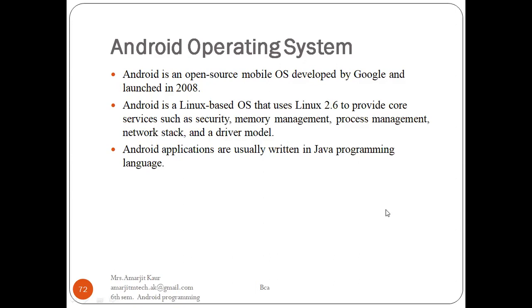Here is the first operating system, that is the Android operating system. Android is an open source mobile operating system developed by Google and launched in 2008. Android is a Linux-based operating system that uses Linux 2.6 to provide core services such as security, memory management, process management, network stack, and a driver model. Android applications are usually written in Java programming language. It offers a wide range of libraries that enable the app developers to build different applications.